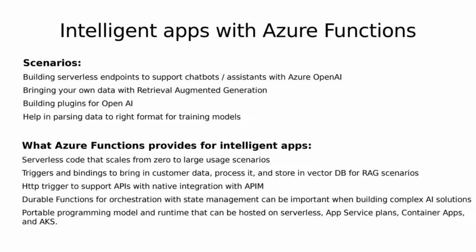And then the last thing is the portable programming model. And this is really about giving you the ability to deploy those intelligent applications you built with Azure Functions onto that whole set of environments I talked about earlier, from serverless environments to app service plans, container apps, and Azure Kubernetes Service. So a lot of flexibility on where you want your intelligent app to run and how it needs to integrate with the rest of your application in a consistent way.